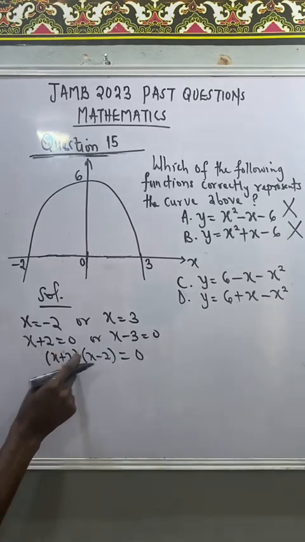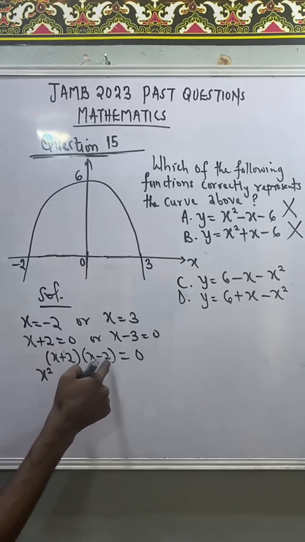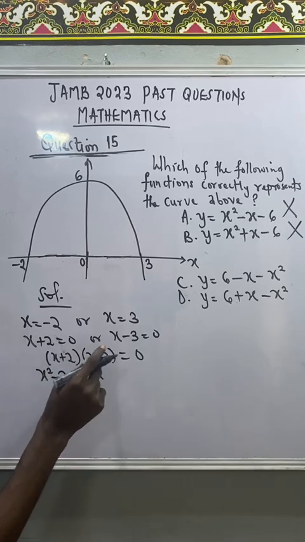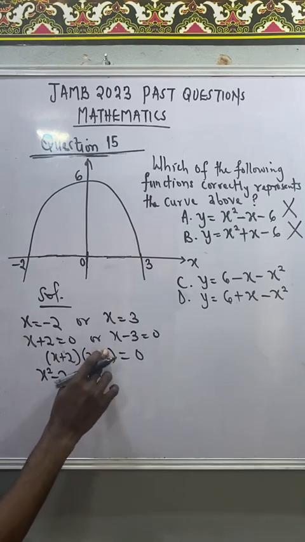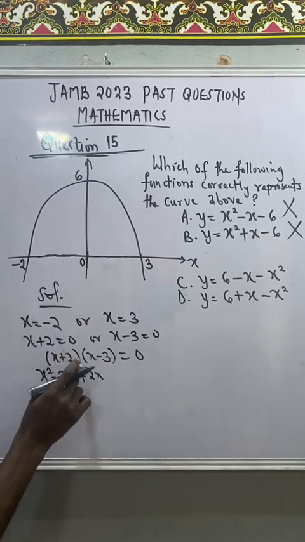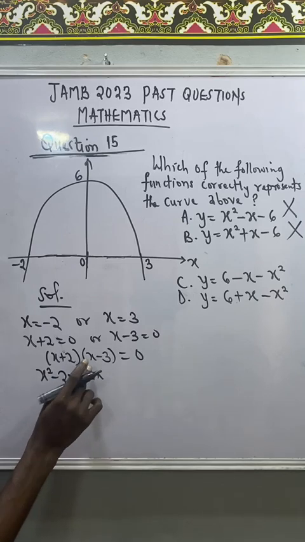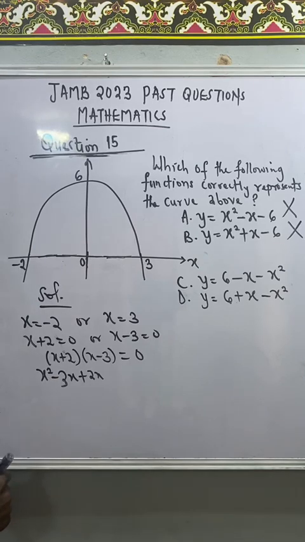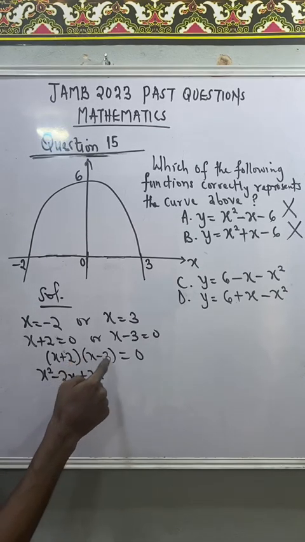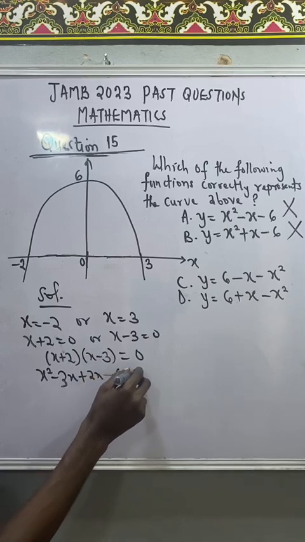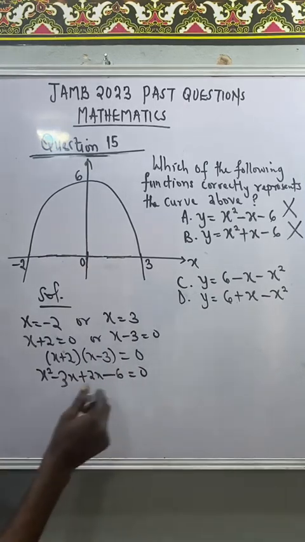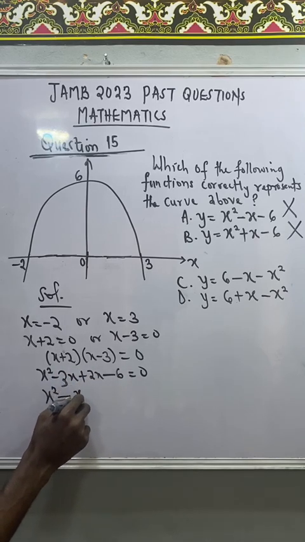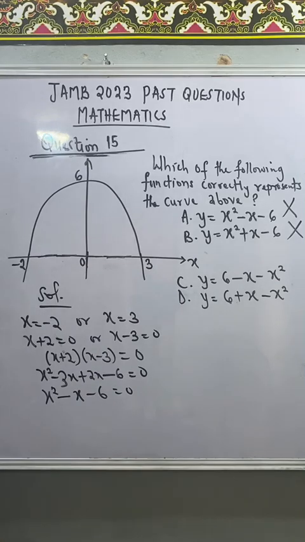Now, let's expand this. x times x, x squared. x times minus 3, minus 3x. 2 times x, plus 2x. 2 times minus 3 gives me minus 6, equal to 0. Now, we simplify further to have x squared minus 3x plus 2x, that will give me minus x minus 6 equal to 0.